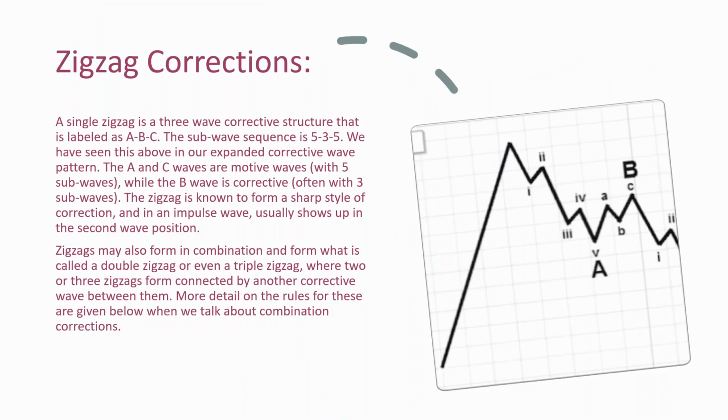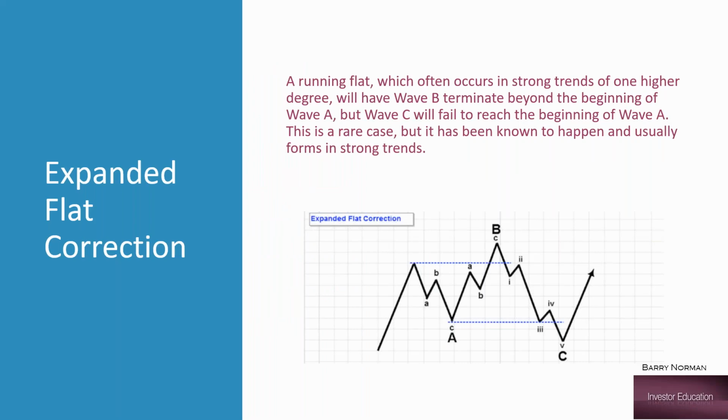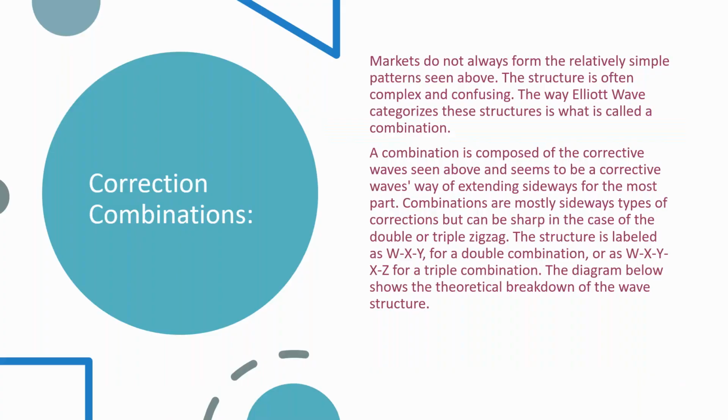Now we also have zigzag correction. A simple zigzag is a three-wave correction structure that is labeled A, B, and C. Then we have the flat corrections, and we have the expanded flat corrections. So markets do not always form the relatively simple patterns. The structure is often complex and confusing.